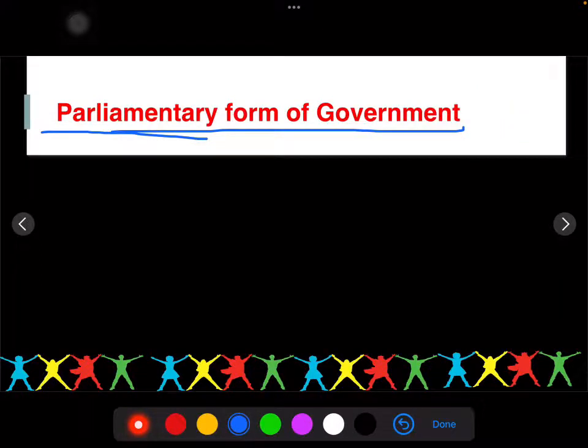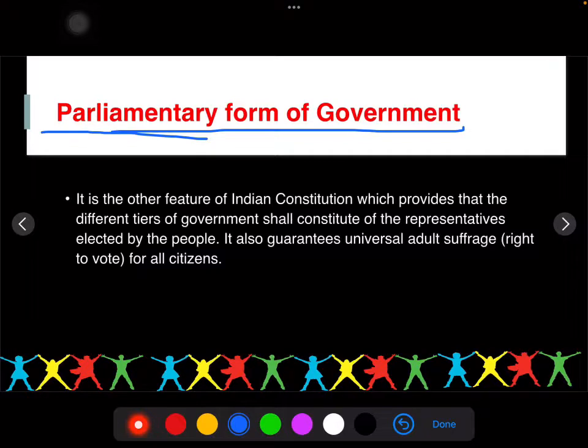Eager to know what it is? Yes, we will be learning. It is a key feature of Indian Constitution which provides that the different tiers of government shall consist of representatives elected by the people. It also guarantees universal adult franchise, right to vote for all citizens. You know what is universal adult franchise, right? Universal adult franchise or universal adult suffrage, both are same.